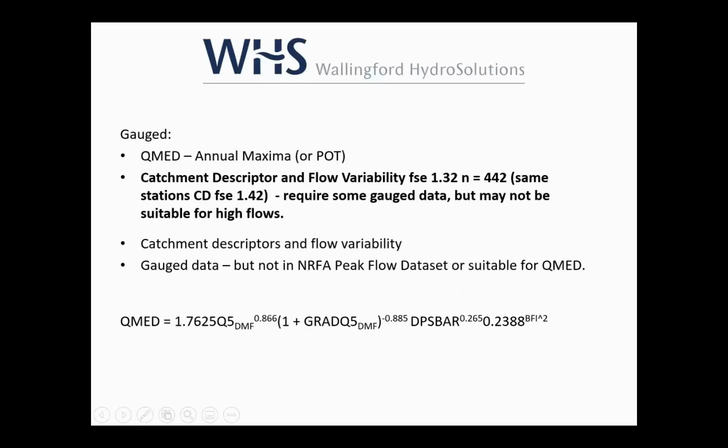Now, there is another method which can be used if you have, for instance, gauge data, but it may not be suitable for high flows. So you may have low flows data over a more limited period. You can use that to restrain your catchment descriptor estimate. And what you need there is an estimate of your Q5 and your Q10 flow. That's the flow exceeded 5% of the time and the flow exceeded 10% of the time.